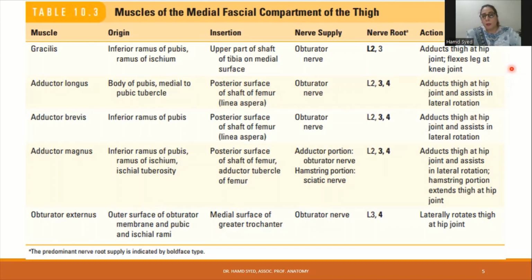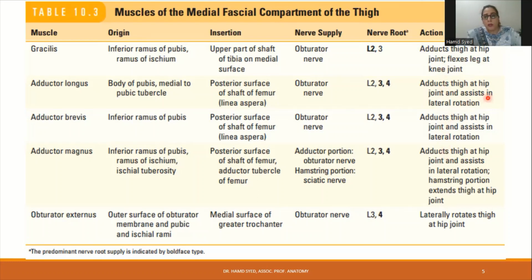Generally speaking, keep in mind that the muscles which are present in the medial compartment of the thigh are all adductor muscles. So you can see over here, gracilis, adductor longus, brevis, magnus, they are all going to perform the action of adduction at the hip joint. That is, the thigh is going to be brought closer to the midline. That is the action of adduction performed by these muscles.